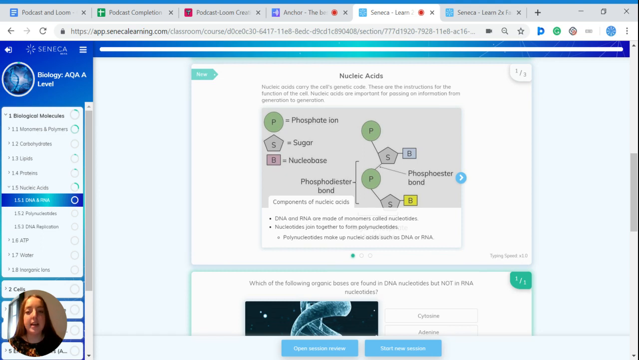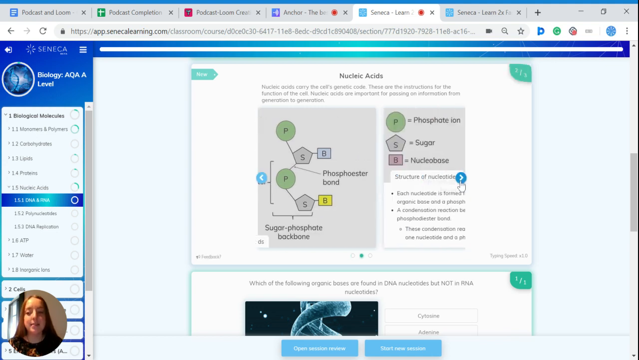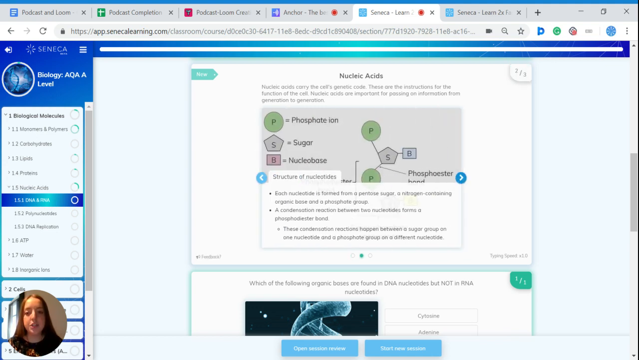And nucleotides join together to form polynucleotides. And polynucleotides make up nucleic acids such as DNA and RNA. So DNA and RNA are nucleic acids. Each nucleotide is formed of a pentose sugar, a nitrogen-containing organic base, and a phosphate group.